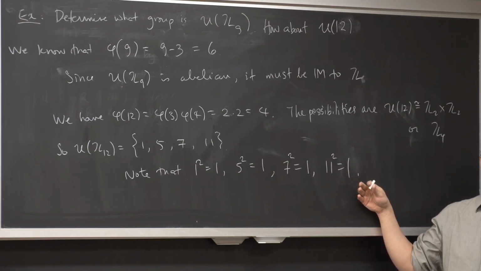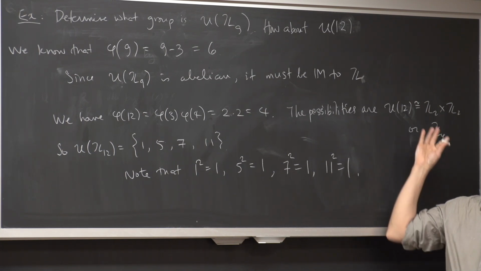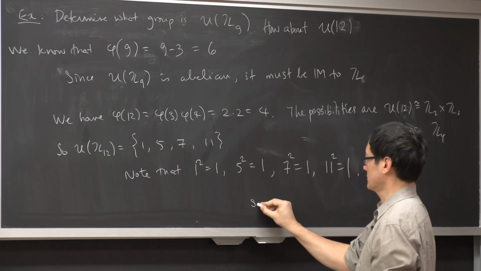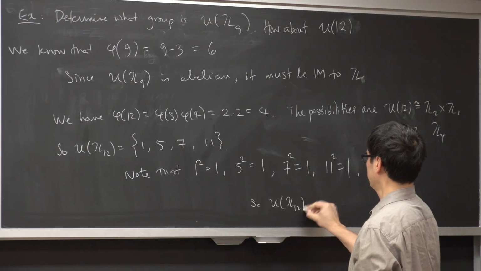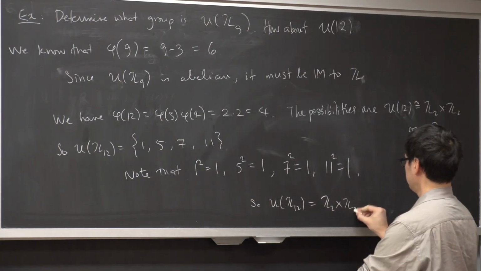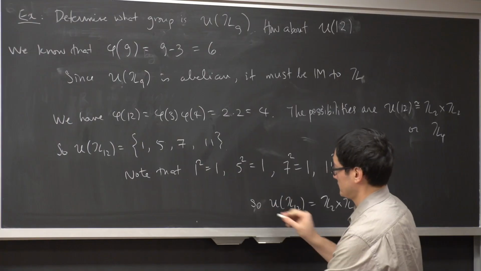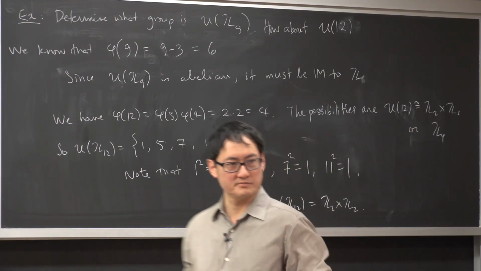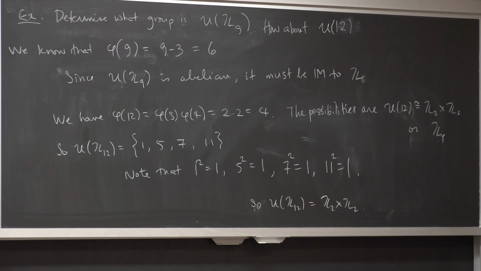No, an idempotent means E squared equals E. Everything is its own inverse. And which group is that? That's Z2 cross Z2. So U of Z12 is Z2 cross Z2. So you're going to have to use the fundamental theorem of abelian groups to do this problem. Is that clear? Okay. All right.